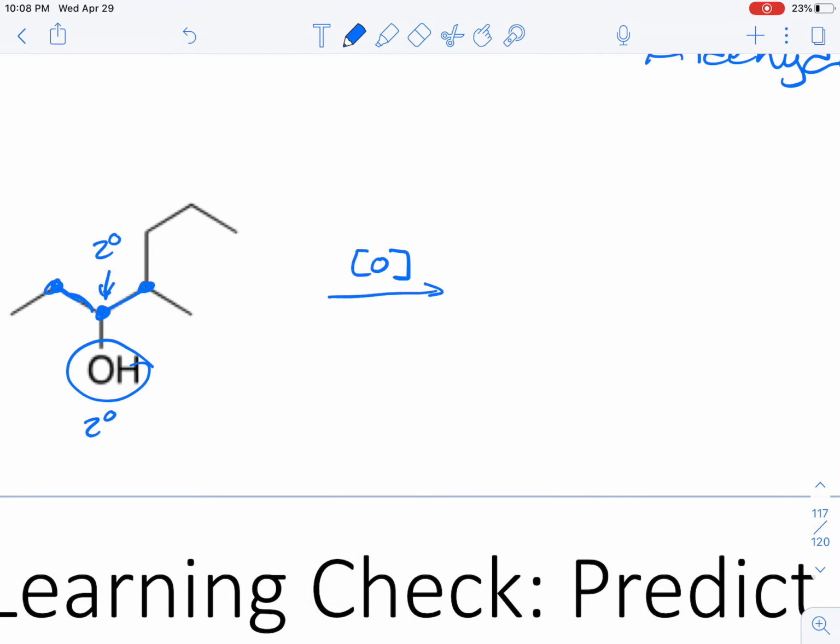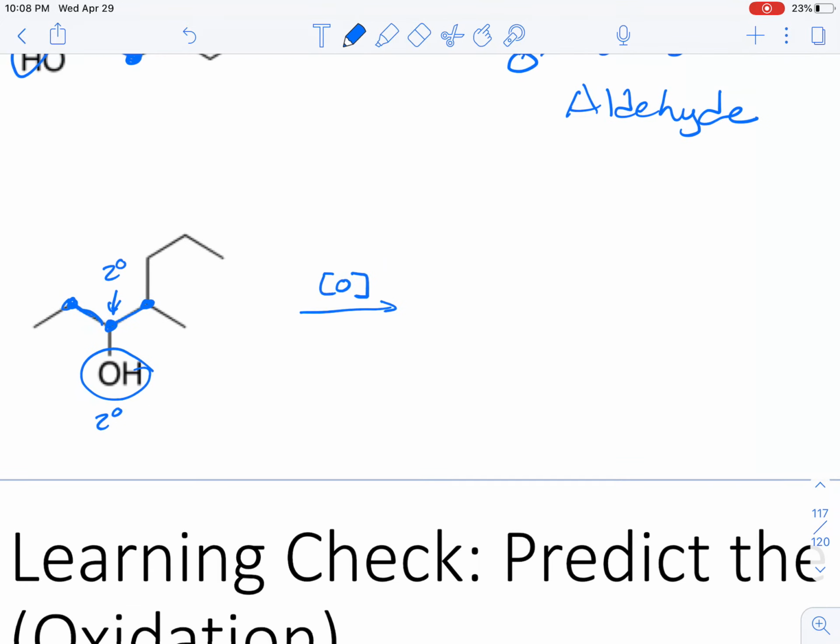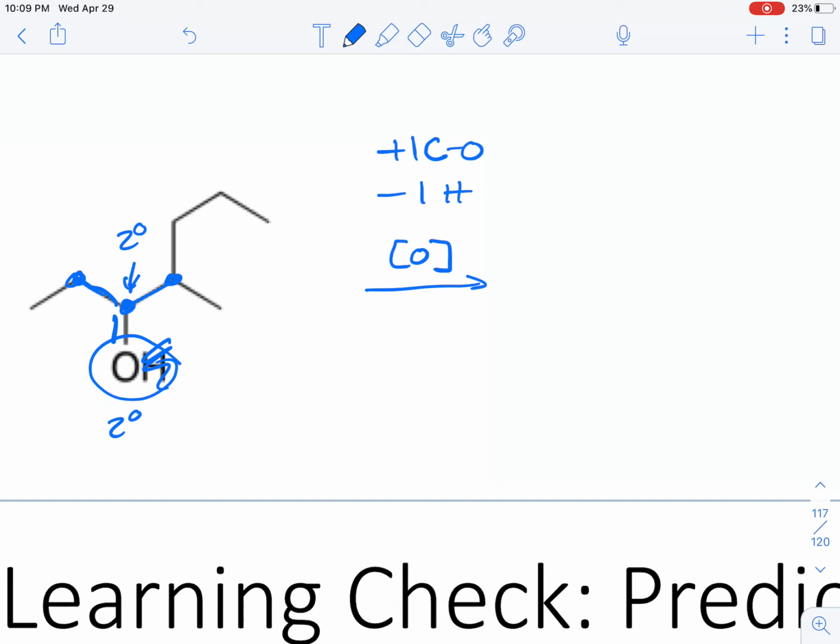And so if you have an alcohol that's in the middle of a chain, another way to think about this is, if you're oxidizing it, remember you're trying to lose a hydrogen. So if you lose that hydrogen and gain one bond between carbon and oxygen, then what we get is a ketone. Okay, and so that would be my final answer.